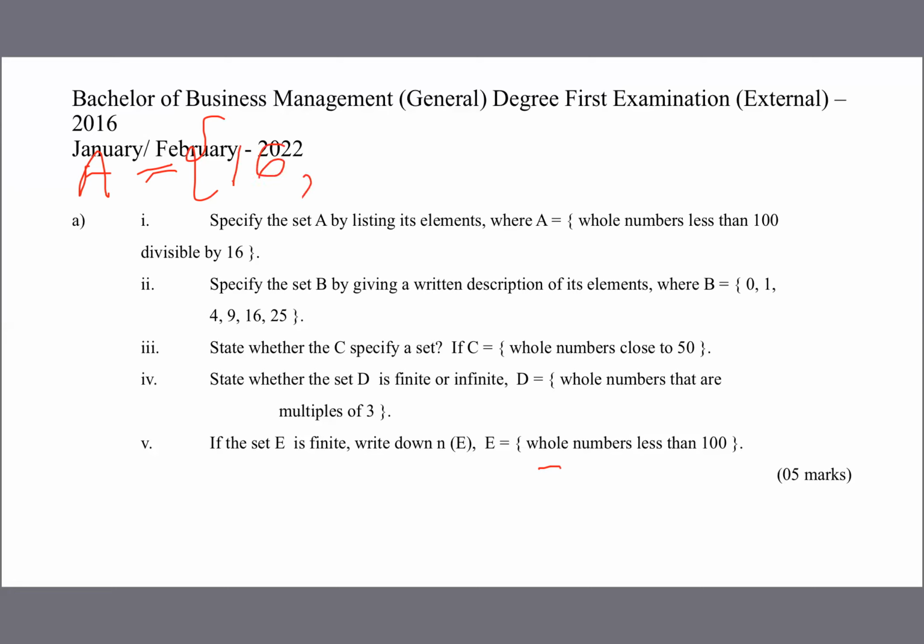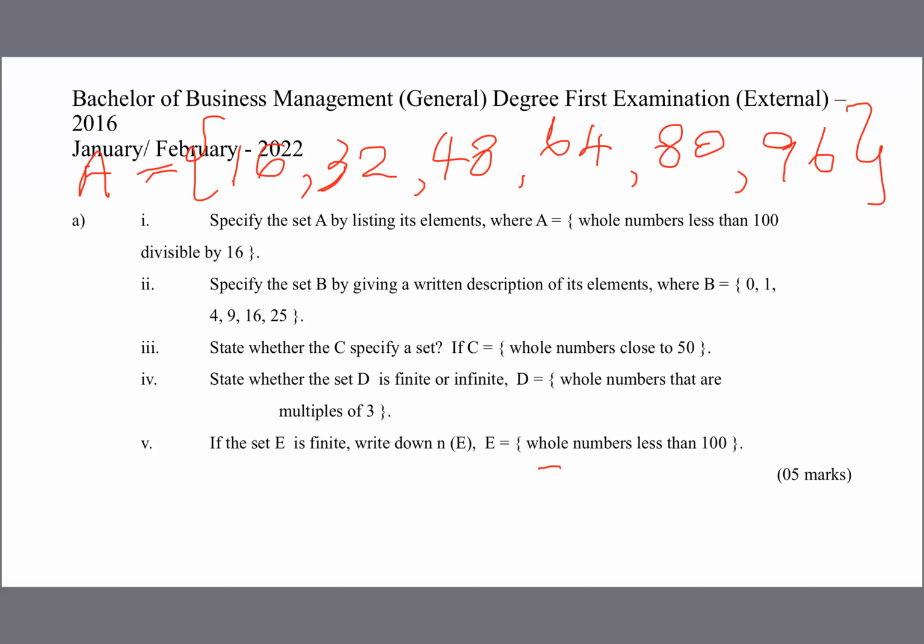Then when we add another 16 to the 16, it becomes 32, and one more 16 becomes 48, right? You have to go until 100. Next 64, then adding another 16 it becomes 80, and adding another 16 it becomes 96. That's all. That is the answer for the first one.